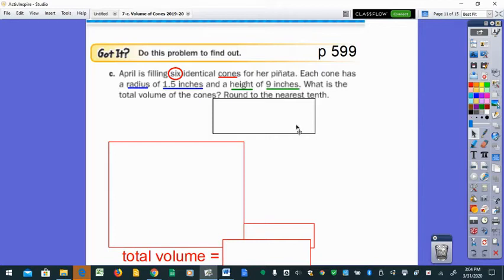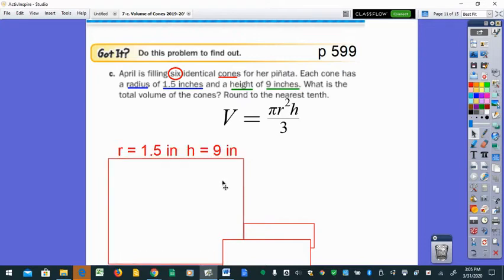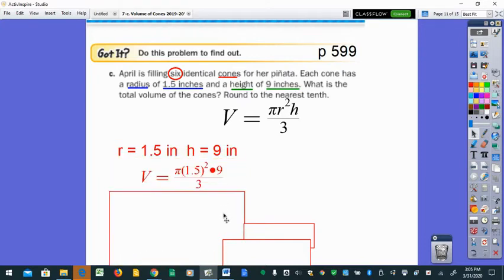We're going to remember that our volume formula is really found from taking our cylinder formula and dividing it by 3. So our cylinder formula was pi r squared, that's the area of the circle of the base, times the height of the cylinder. And then if we divide it by 3, we get the volume of a cone. So in this particular case, the radius of 1.5 is going to substitute in for r, 1.5 squared. The 9 is going to take the h spot. And we're going to calculate the volume of one of the cones. So there's my radius, there's my height, and there's my substitution.